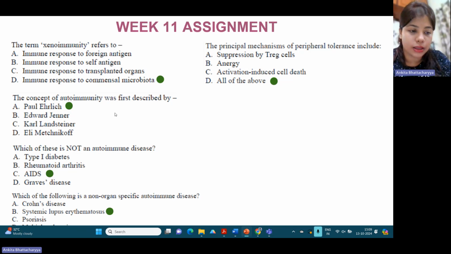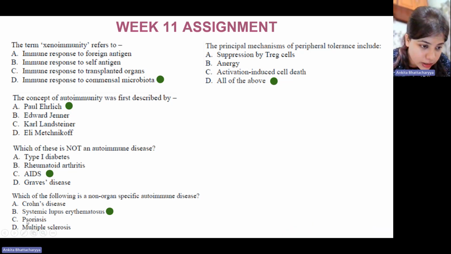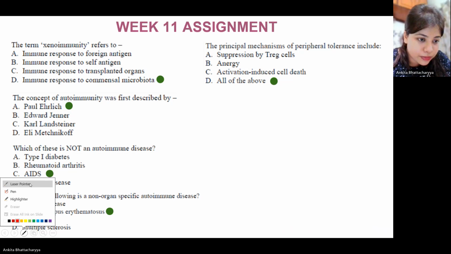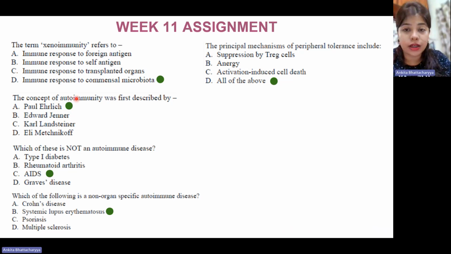Coming to the second question, the concept of autoimmunity was first described by Paul Ehrlich, Edward Jenner, Karl Landsteiner, or Eli Mechnikov. In this case, the correct answer is Paul Ehrlich.